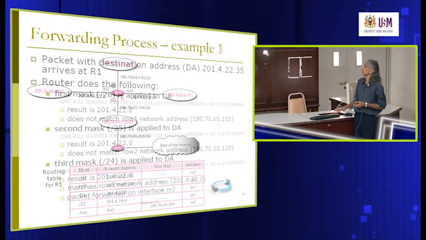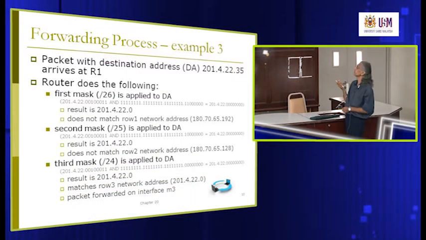Okay, another example, this time with a different destination address. Again, this particular packet arrives at R1. What do we do? Again, we follow the same thing. We apply the first mask, slash 26, on the destination address. Slash 26 is 26 bits, all ones for the mask. Apply it on this IP address, converting it into binary, and this is the result we get. Is the result the same as the first entry's network? It does not match, right? The first entry's network address is this one. It doesn't match with this.